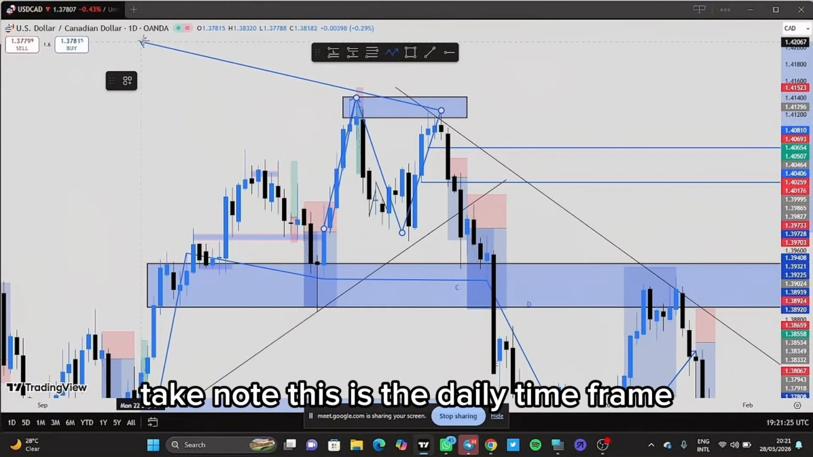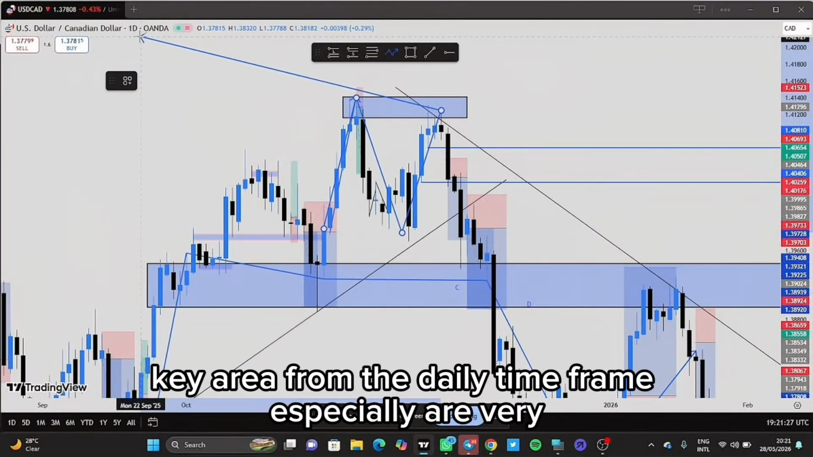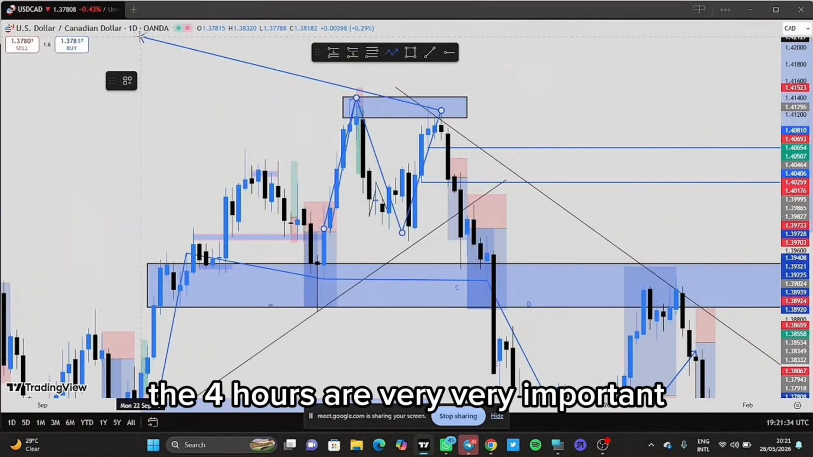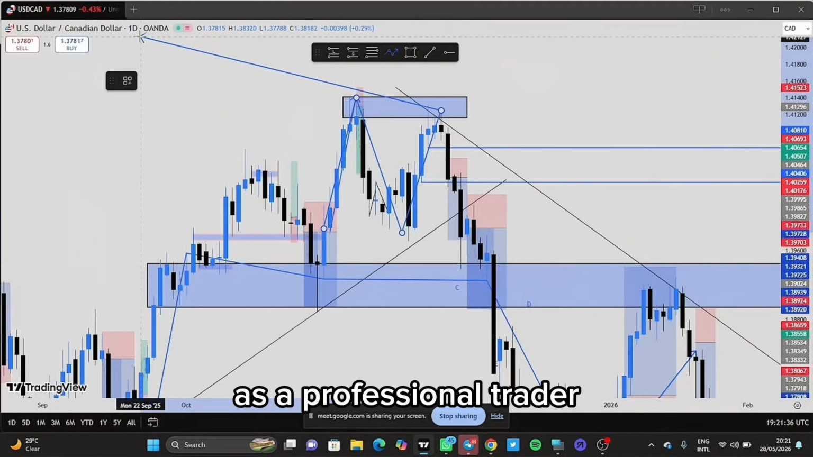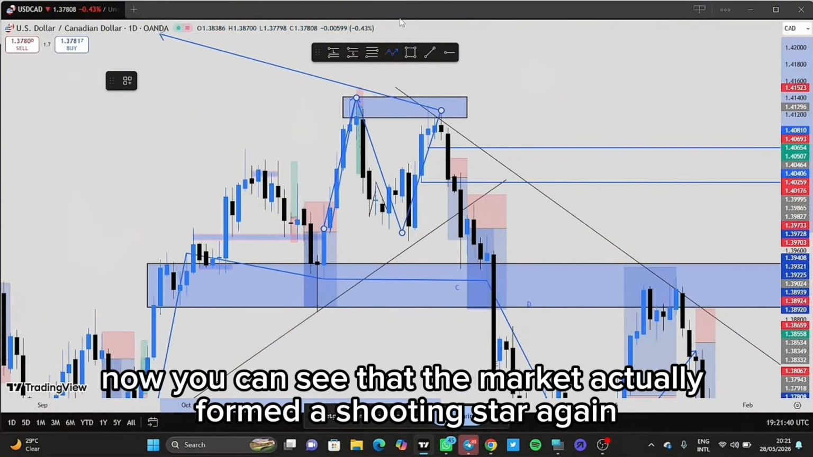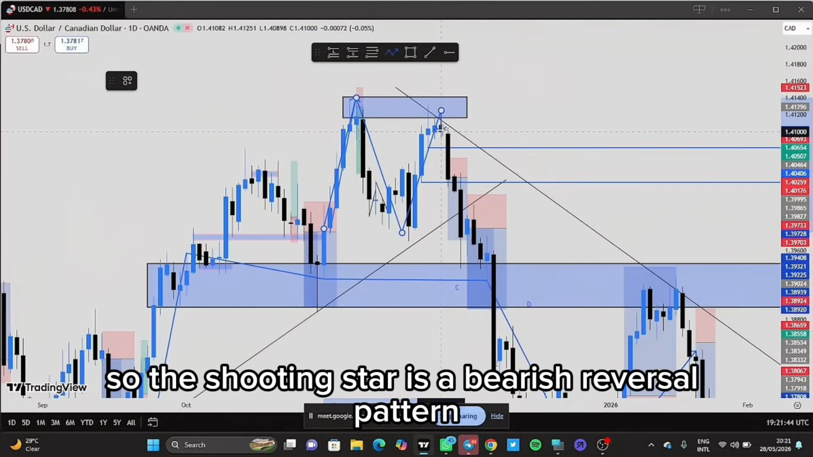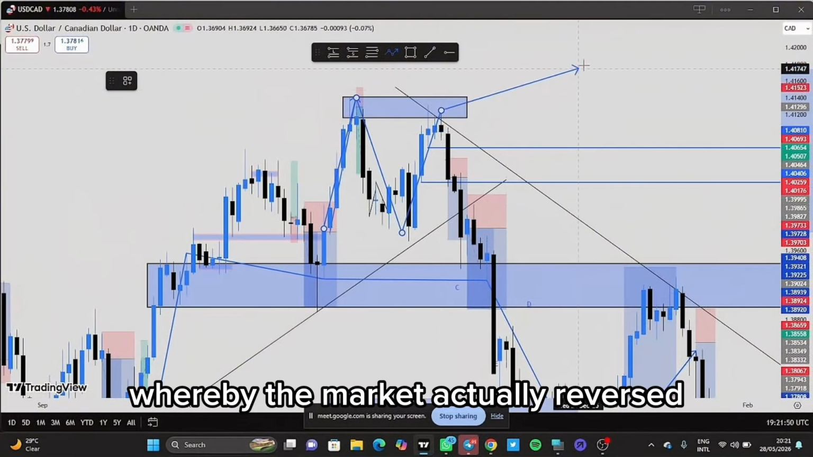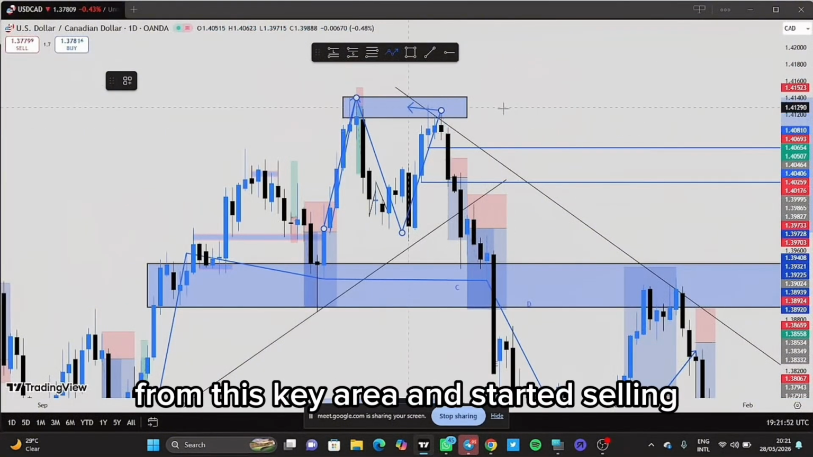Take note, this is the daily time frame. Key areas from the daily time frame especially are very, very important. You see, the key areas from the daily and the 4 hours are very, very important. As an options trader, you should not joke with those particular time frames. Now you can see that the market actually formed a shooting star again. So the shooting star is a bearish reversal pattern, whereby the market actually reversed from this key area and started selling.